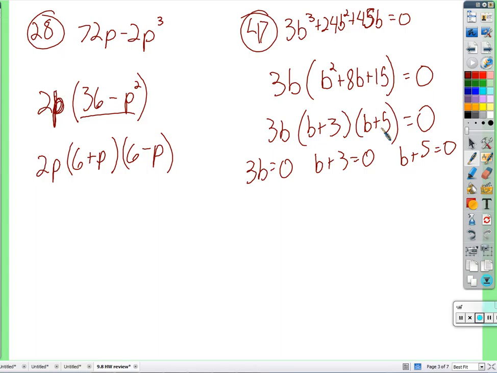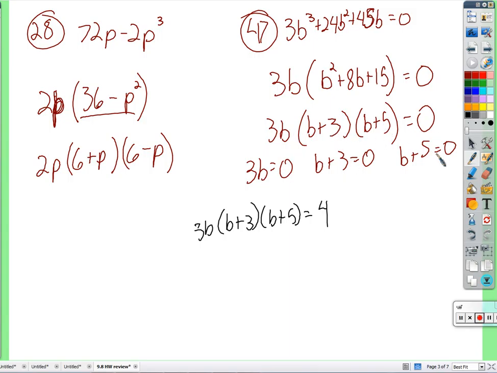It's an important question to answer. What if it was 3B times B plus 3 times B plus 5 equals 4? Would we set each of them equal to 4? No. So why do we do it when there's a 0 here? Can anybody say why we can take each of these factors and set them separately equal to 0? Why does that have to be true?